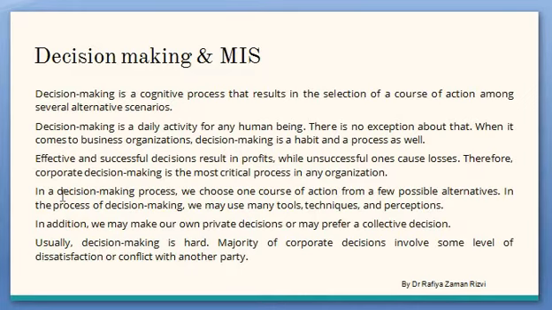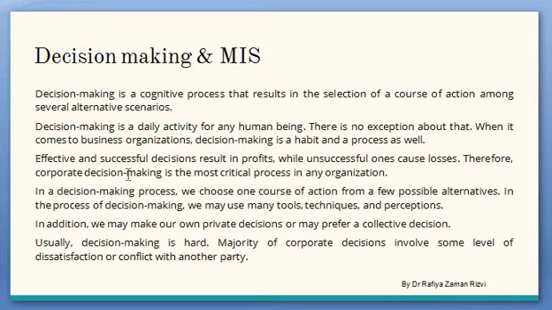Okay, in a decision making process we choose one course of action from a few possible alternatives. For example, getting ready for a party. We will discuss when we study the process what the steps involved are. So if I want to get ready for a party, obviously I will have some 4-5 dresses to choose from.